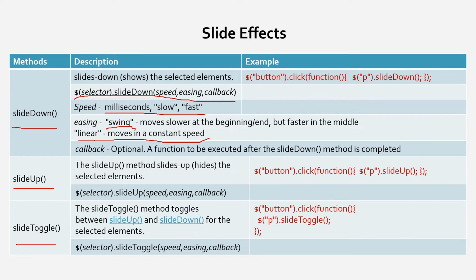For example, suppose you click the mouse, what should happen? Slide down should happen for that particular paragraph. That is what this particular example refers to. Okay, now slide down is clear. Similarly, in the program you can replace this, and that will act as a slide down function.